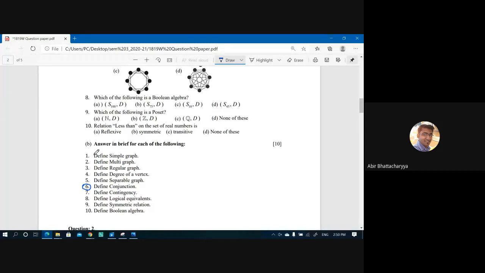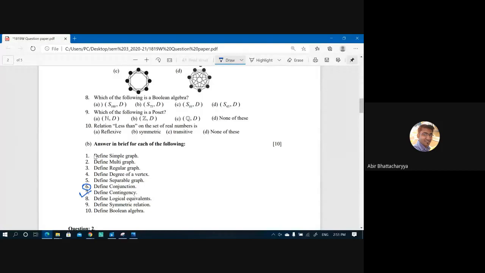So that means what you have to write in the examination: you have to write down the definition and then go for the truth table. You have to mention the truth table as well. That is what you need to do in the examination. That is known as conjunction. Okay, now moving forward for the next question.